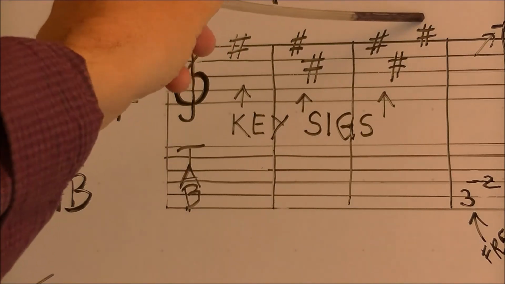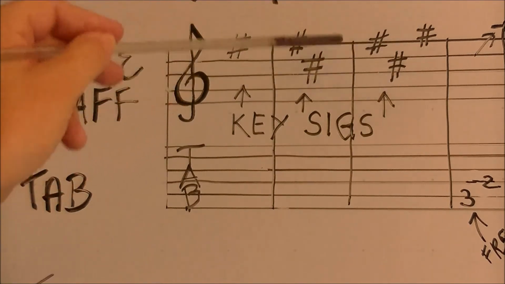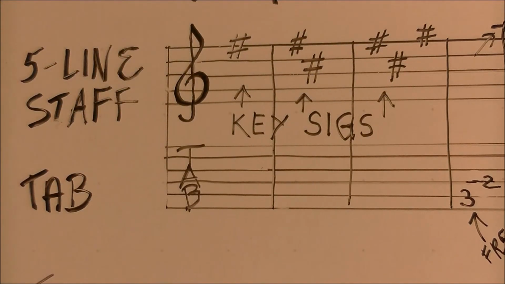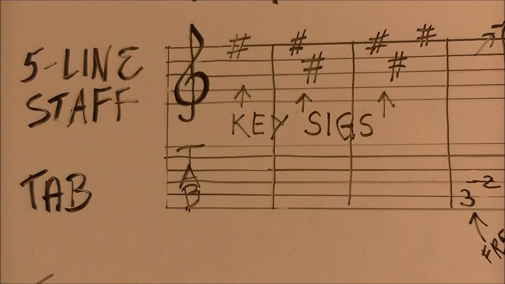And G sharp leads to the note A. So this is the key signature for the key of A. Just to review, G major, D major, A major. And that covers the three new key signatures that you'll find in examples 1.5, 1.6, and 1.7.